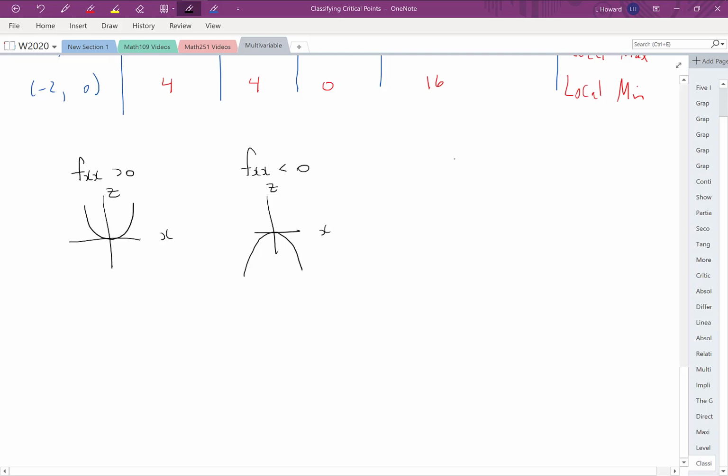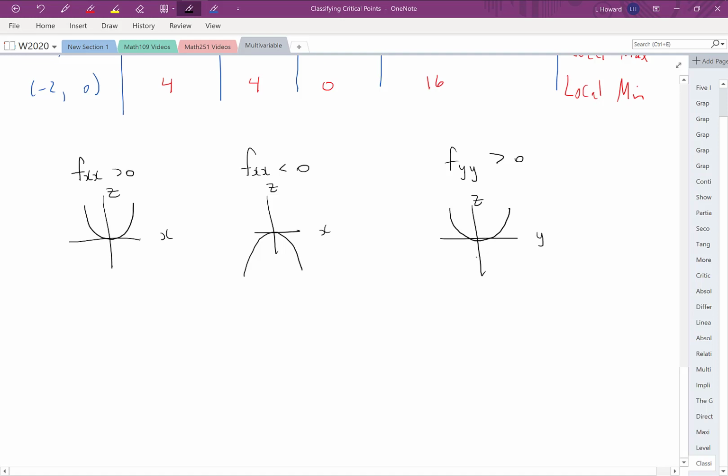Similarly, if we had f sub yy being positive, then we're talking about the behavior in the yz plane, because we're talking about the variable y, and f is giving us our z values. So the yz plane is the appropriate perspective with which to be looking at this. And again, positive means concave up.